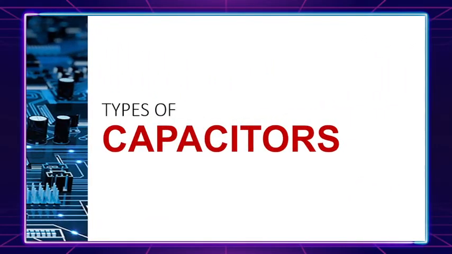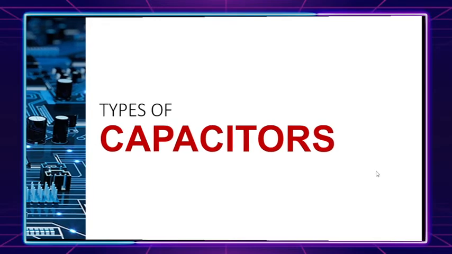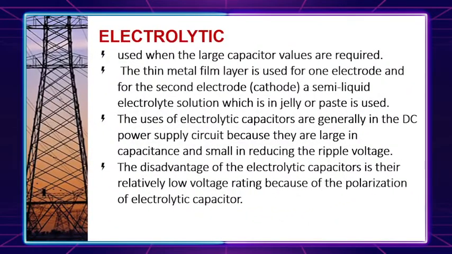So let's identify or classify the different types of capacitors. And what are they? First one is electrolytic. This is the popular or common type of capacitor. It is used when large capacitor values are required.